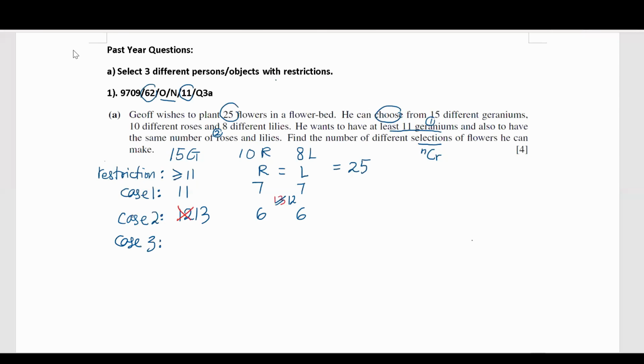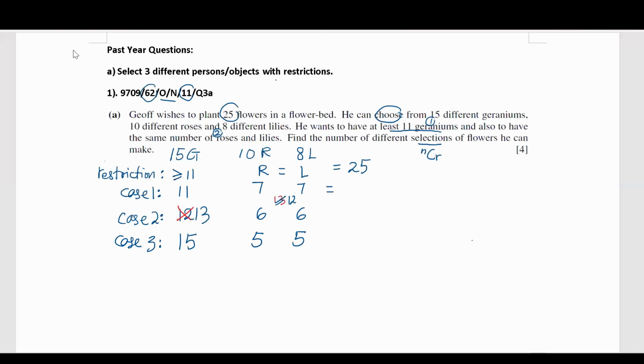So that means we need to have an odd number of geraniums, and now we will try 15 geraniums. That means we still need 10 flowers, and that means 5 roses, 5 lilies. All right. At this point, we have considered all the possible cases to have this total of 25 flowers. And now we are going to carry out the selections.